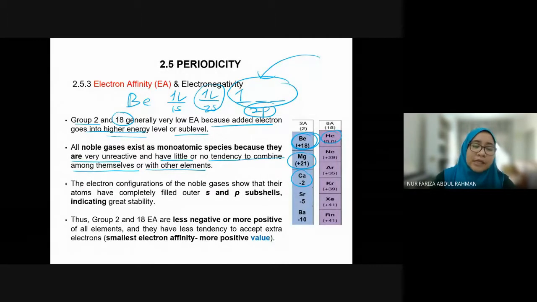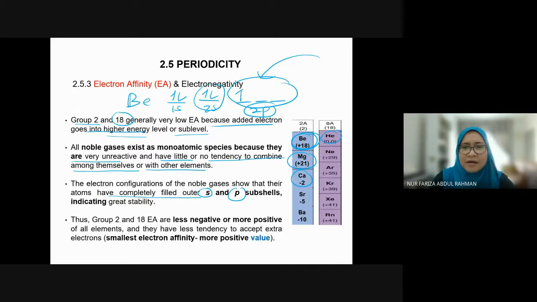That's why with helium and neon, you never hear that helium combines with hydrogen, or helium combines with sodium. No such thing, because helium, neon, all of these noble gases are already stable. So the electron configuration of the noble gases shows that their atoms have completely filled outer s and p subshells. Look at beryllium or magnesium.